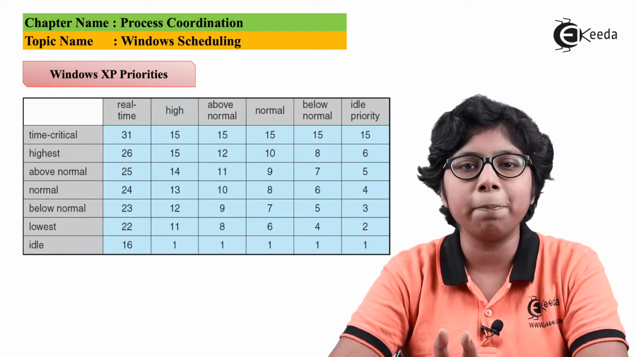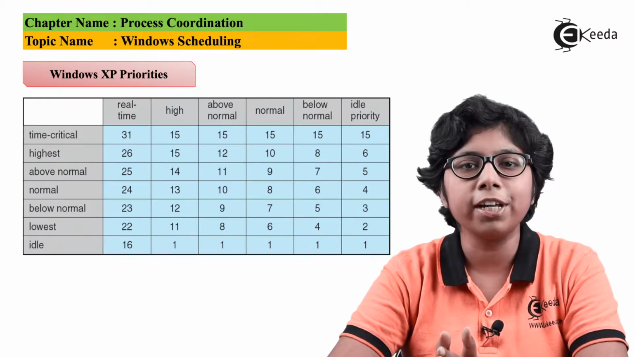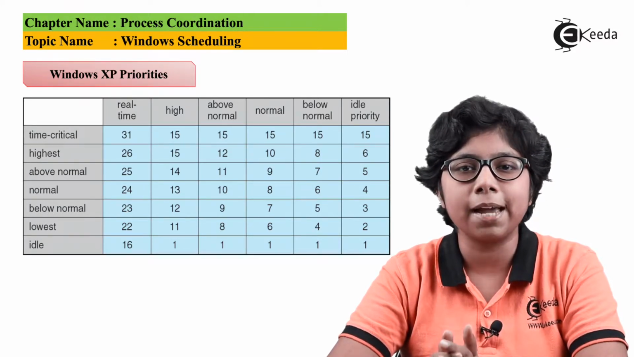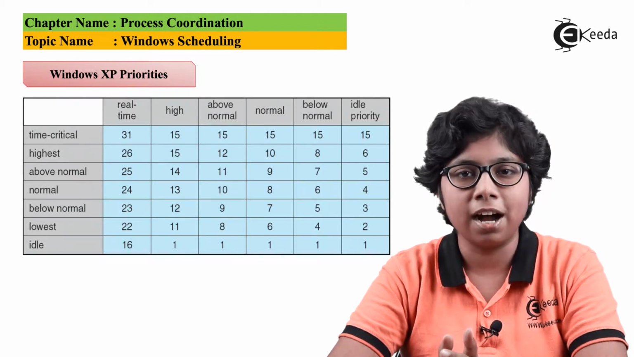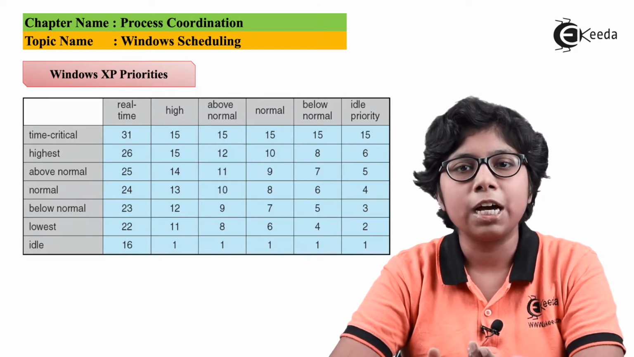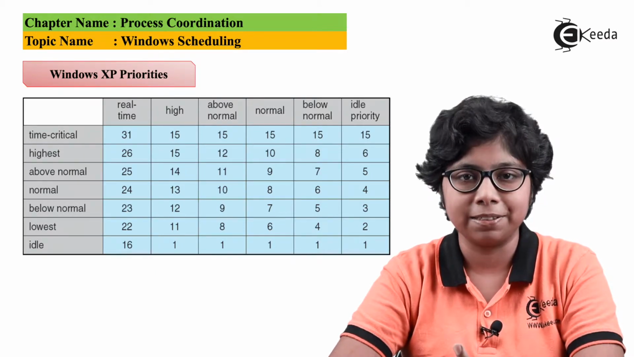Now the Windows API provides different types of priority classes according to this scheduling algorithm. So there are basically 6 types of priority classes. They are the idle priority class, below normal priority class, normal priority class, above normal priority class, high priority class, and the last is the real-time priority class.